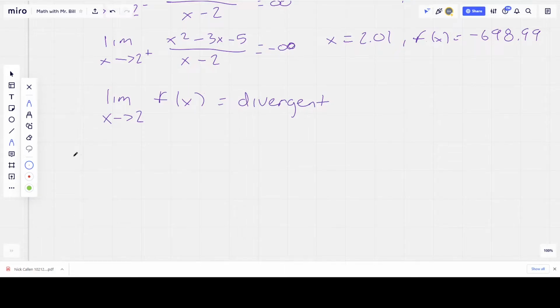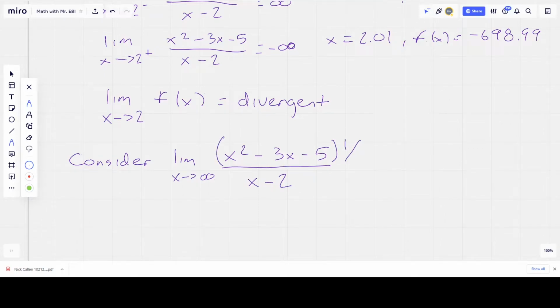For our other asymptotes, we want to consider the limit as x goes off to positive infinity, and we'll do the same for negative infinity. There's a couple of ways of doing this. The commonly accepted method is to divide the numerator and the denominator by the largest power in the denominator, and that's x to the 1. So we're going to divide the top and the bottom by x. When we do that, we get the limit as x approaches infinity of x minus 3 minus 5 over x, all over 1 minus 2 over x.